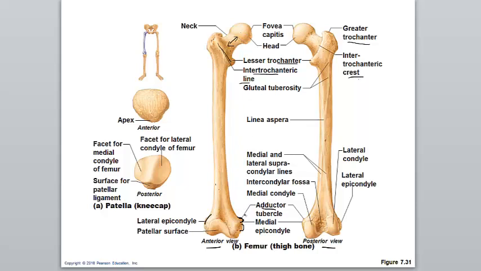Remember, you have to know how to identify whether it is right or left limb bones. Same goes with the girdles as well. Anteriorly, you have a patellar surface. This is where the patella sits in, so you have a smooth surface over here.